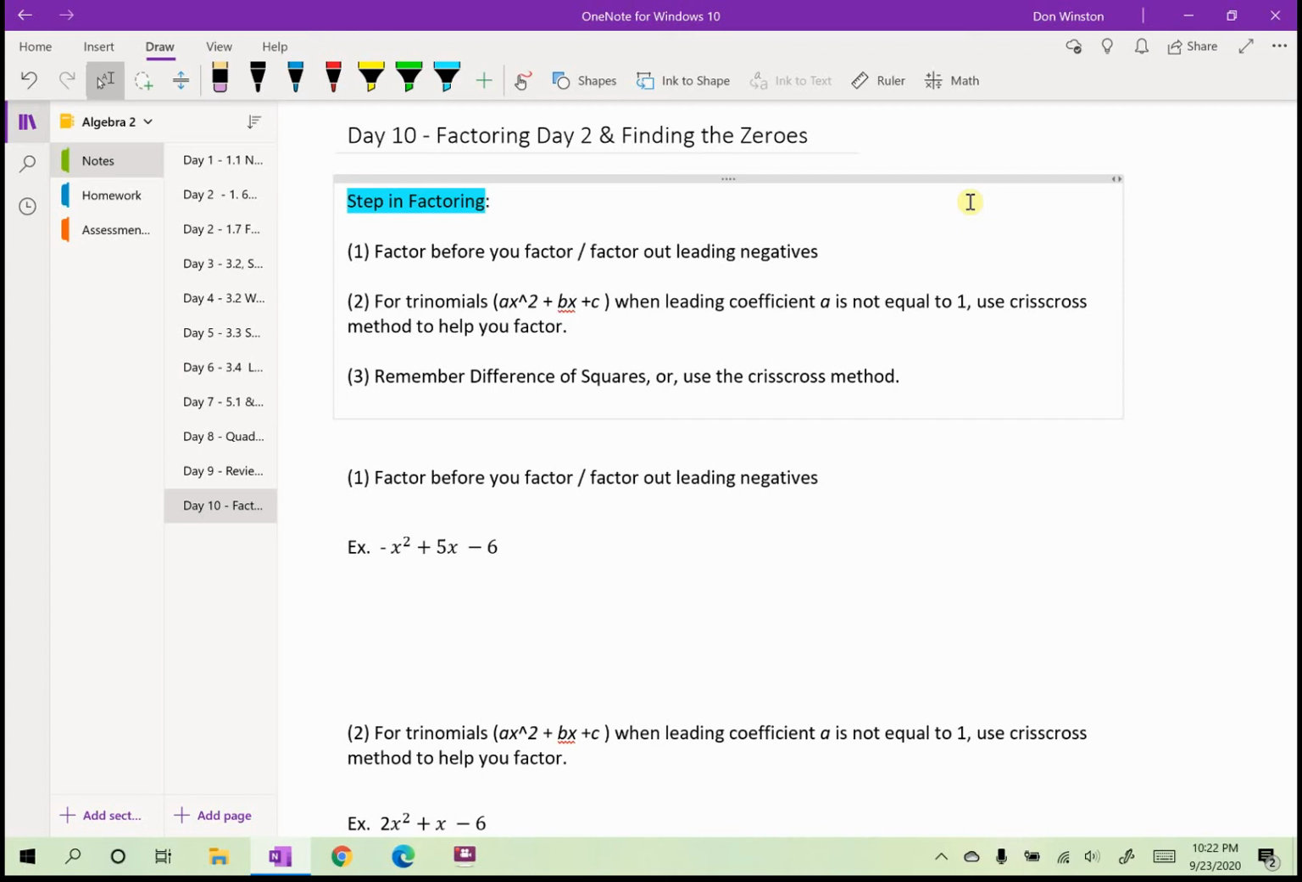Okay, yesterday when we factored, the a coefficient was always 1, so it was easy. All we had to do was find factors of c that gave us b. Today we'll have to find factors of c and a that give us b. And then number 3, remember difference of squares. If you forget difference of squares, use the crisscross method. I will illustrate each of these 3 steps right now.